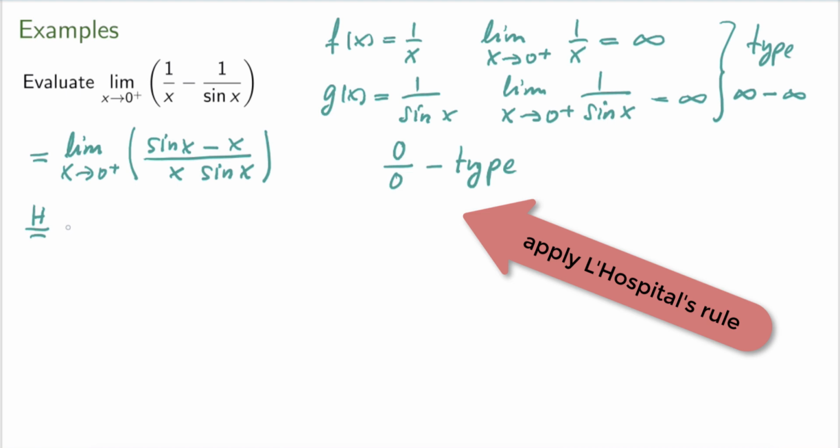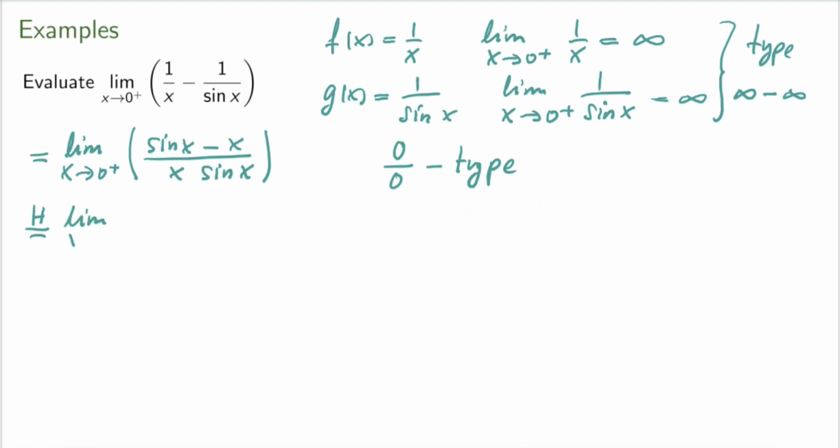Equal with a little h on top, limit x goes to 0. And so now we differentiate the top, which is cosine of x minus 1. And then we differentiate on the bottom. And then we need a product rule. So we differentiate x first, then we keep the sine. Then we keep the x. We differentiate sine, which is cosine. And let's look at the type here.